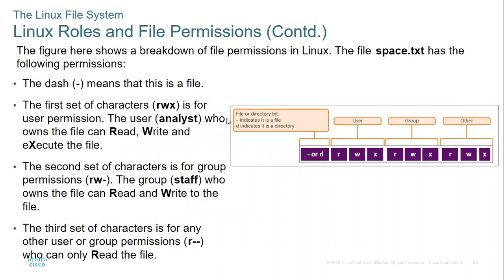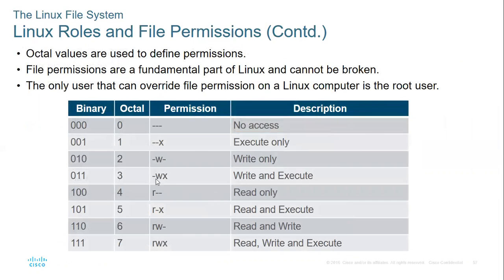Okay. So this is what I was talking about. The dash means it's a file. The D means it's a directory, a folder. Then the first three permissions, these are related to the user. The next three, the group. So a user can be put in a particular group. And then these are others.